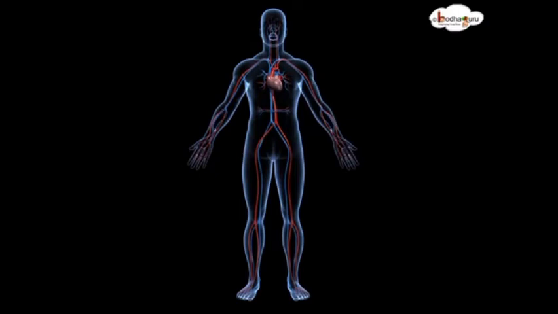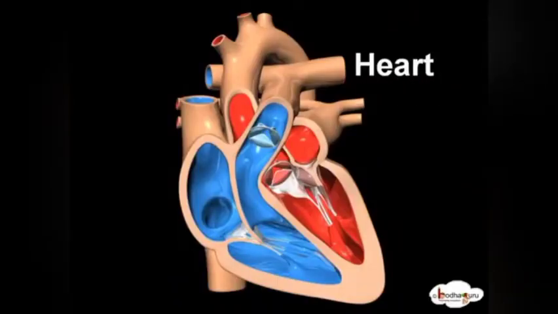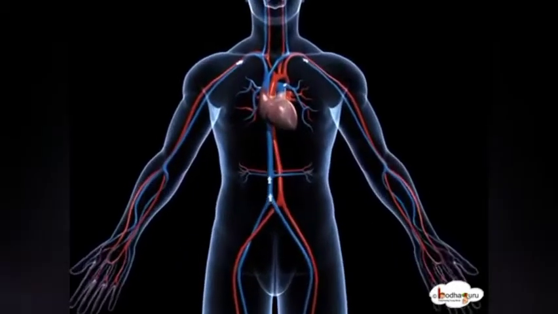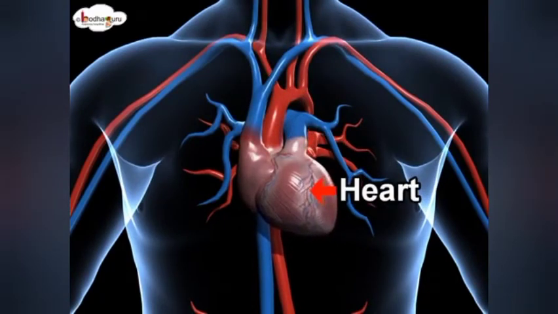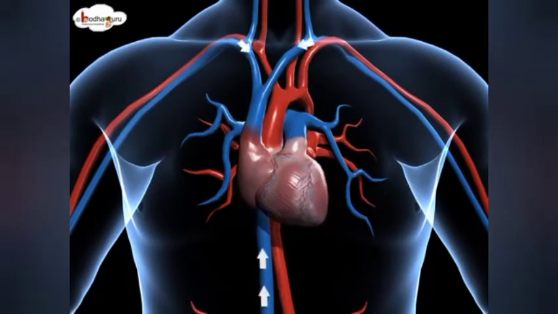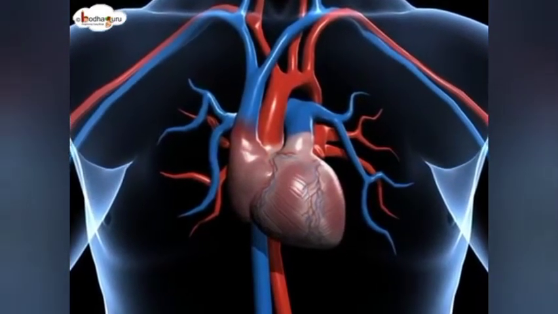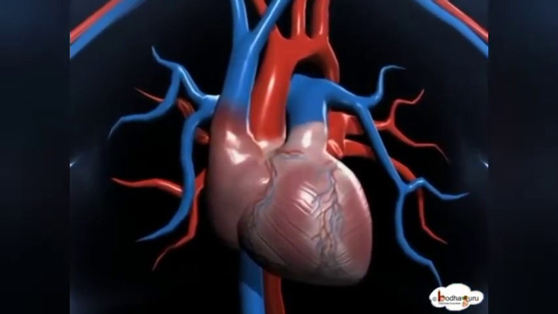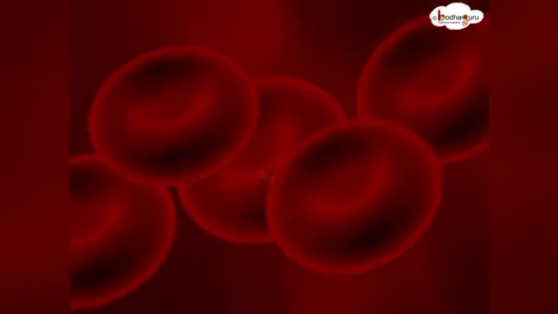The circulatory system comprises blood, blood vessels, and the heart. The heart is the central organ for pumping the blood throughout the body. Heart is made up of strong cardiac muscles. Heart pumps liquid blood, a tissue which transports nutrients, gases, waste, etc. along with it.